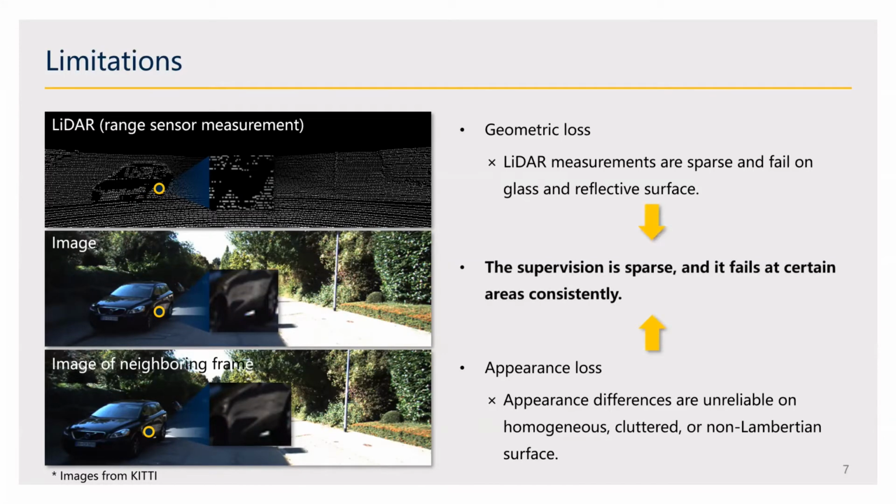Both weaknesses point to the same problem. It is that the supervision is sparse, and it fails at certain areas consistently. In other words, there could be some certain types of area where no supervision is available, no matter how much data you collect and train on.